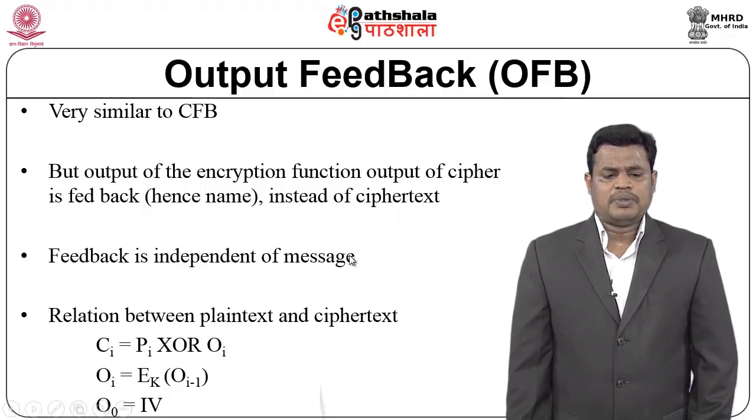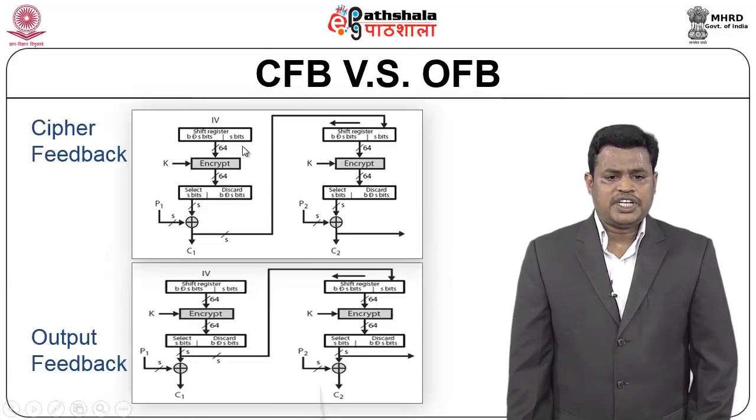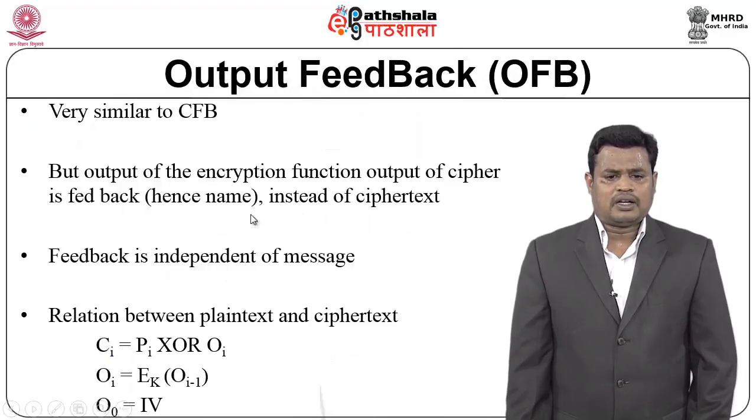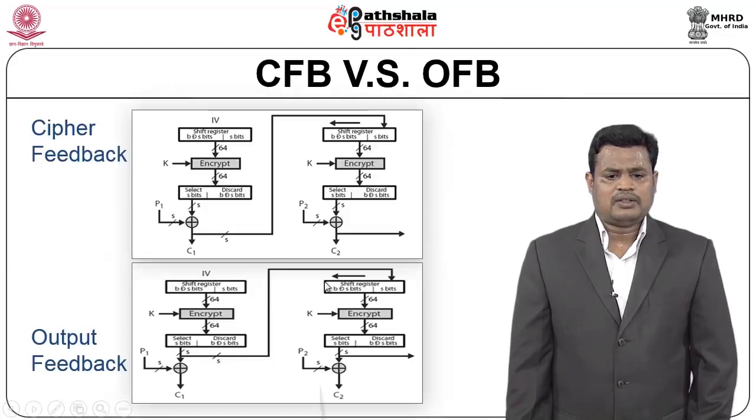The feedback is independent of the message, that means of the relation between plaintext and ciphertext. Ci is equal to Pi XOR Oi, where Oi is the encrypted Oi minus 1. The initial vector of 64 bits is encrypted with a key, and then instead of the ciphertext we get the feedback, as mentioned.